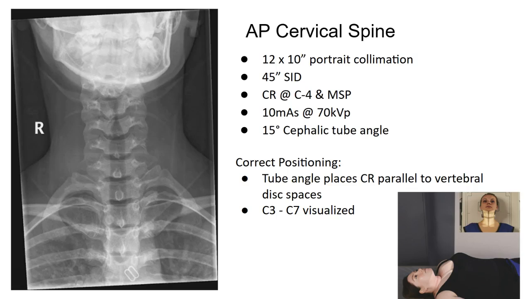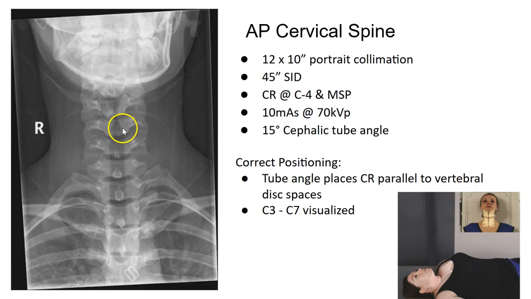So always add 15 to 20 cephalic, and that's so that your central ray is parallel to your joint space. So how do we know we're correctly positioned? Well, as I mentioned, your tube angle places the central ray parallel to the vertebral disc spaces. You see that really well on the lateral. But the goal here is to visualize C3 through C7. So when I'm looking at the AP, I like to start at the bottom and count my way up. So notice this is the first rib. So this has to be T1.